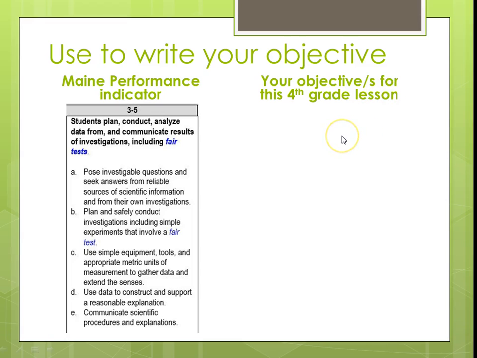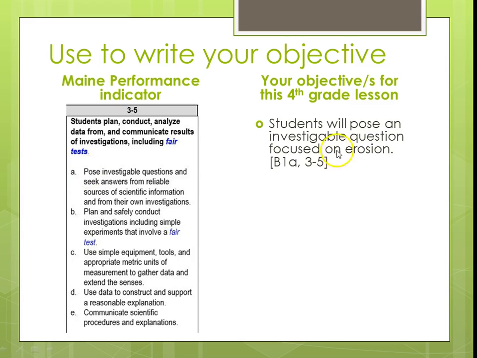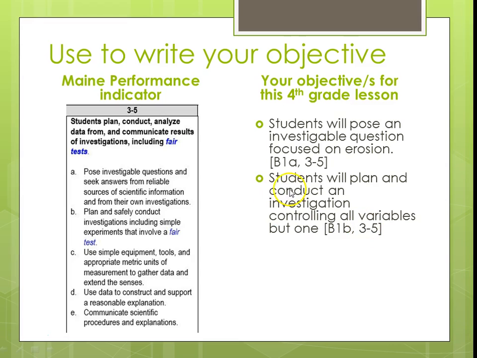Sometimes you will have more than one for this fourth grade lesson. And yes, I'm having them pose investigable questions. So students will pose an investigable question focused on erosion. Notice I cited it B, 1A, 3 through 5. But they're also planning and conducting an investigation. So I also write an objective. Students will plan and conduct an investigation controlling all variables but one. And I cite it B, 1B, 3 through 5.